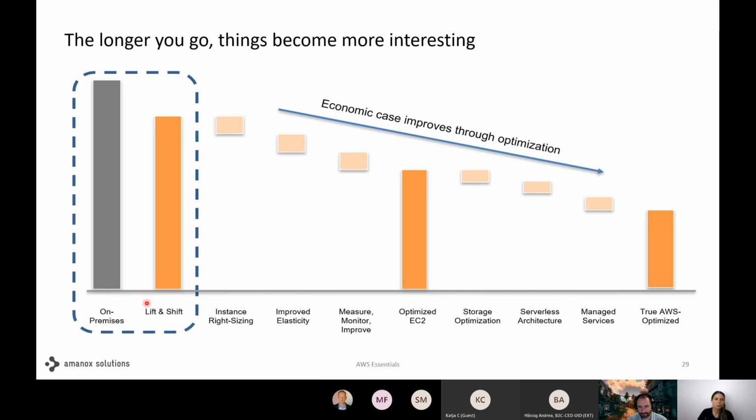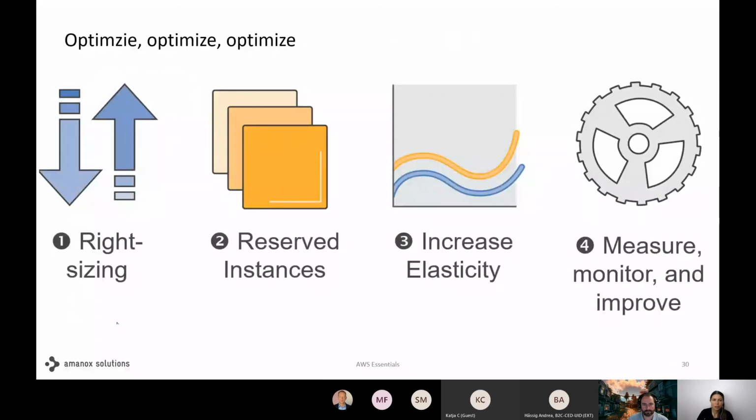And then, once on AWS, what we usually do is to choose the right sizing of the instance, to improve the elasticity, to monitor, as we saw, and to measure, to optimize, and we do a lot of optimization. And then it takes some time to become truly AWS optimized.